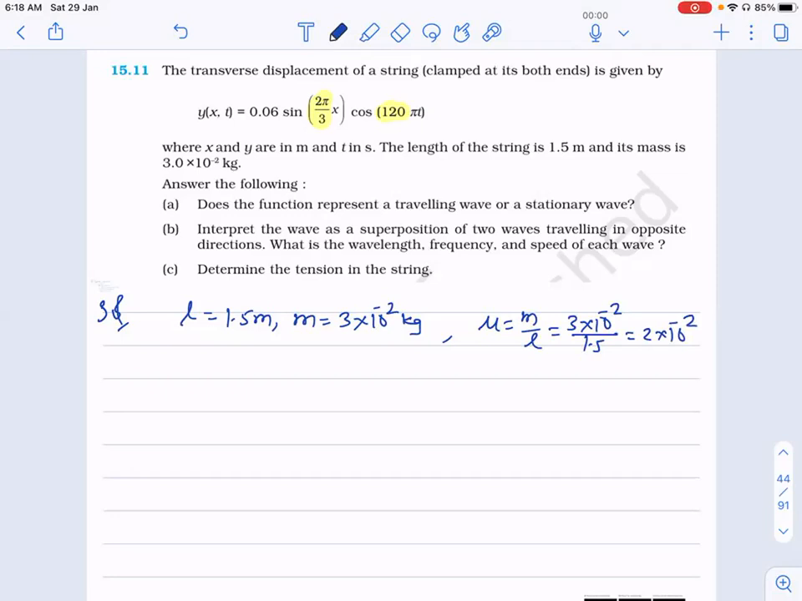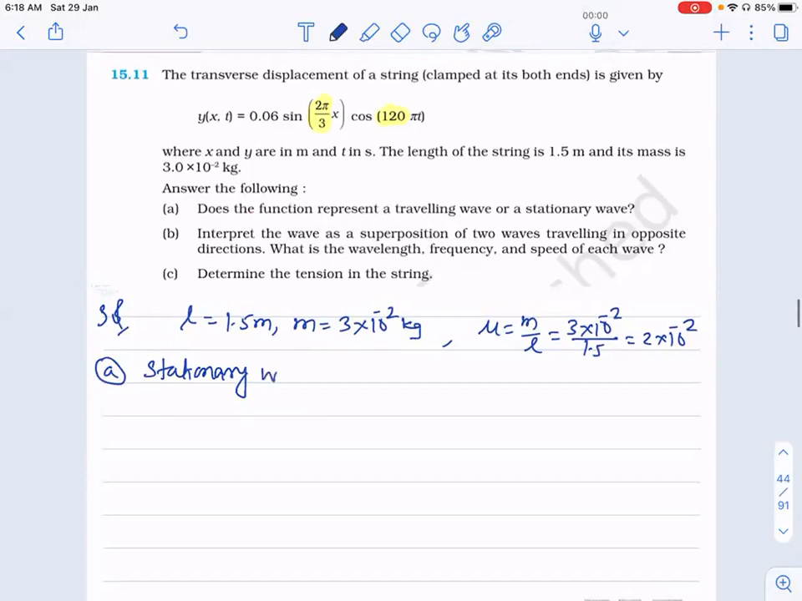And what about first part? Does the function represent traveling wave or stationary wave? किसकी equation है ये? Is it equation of traveling wave or stationary wave? A stationary wave. Yes. Second part.